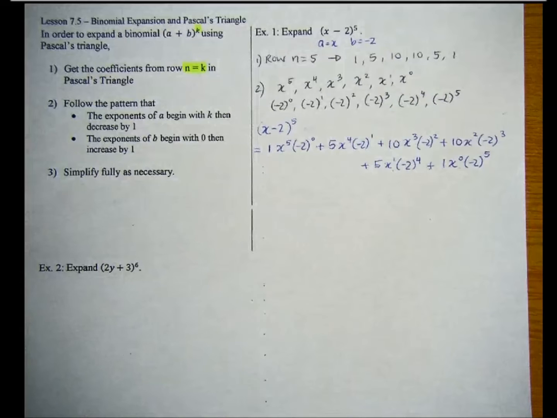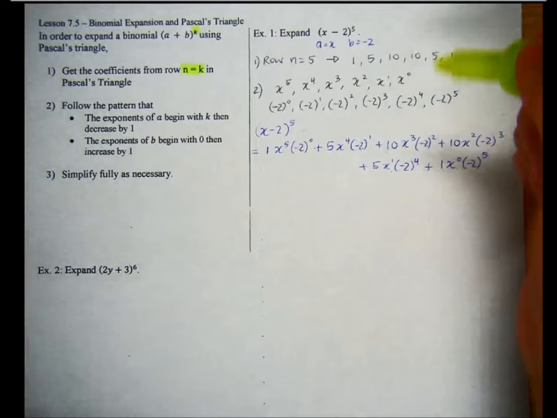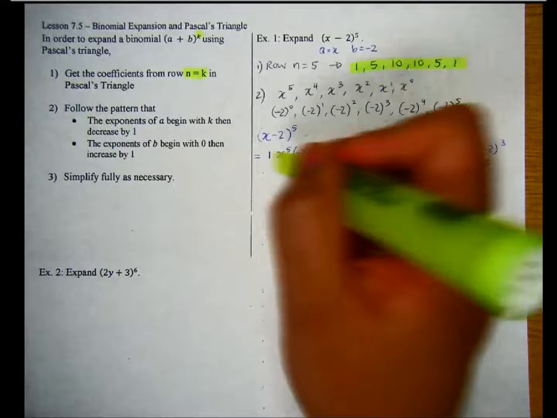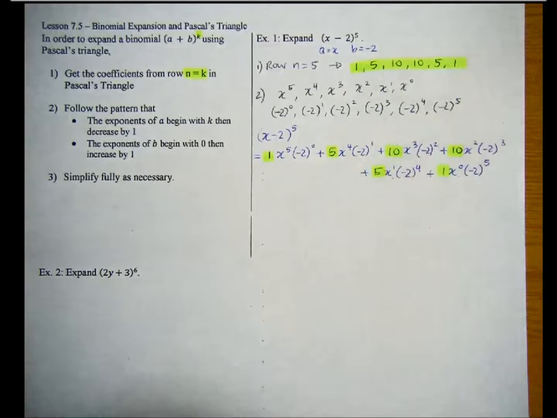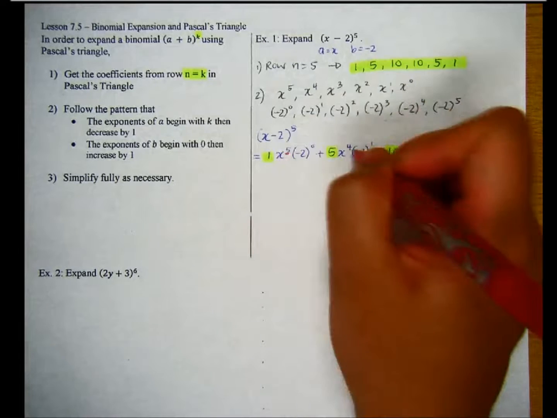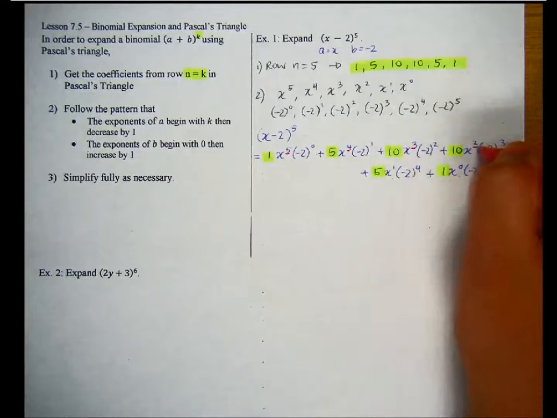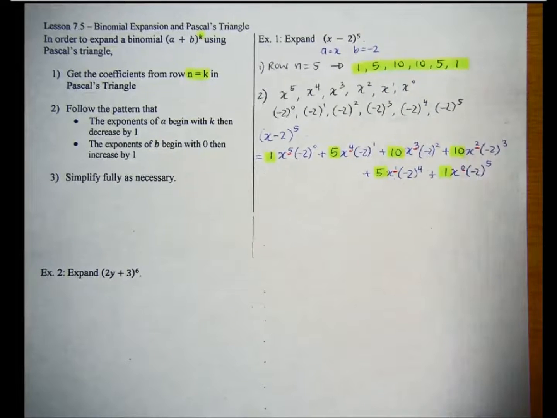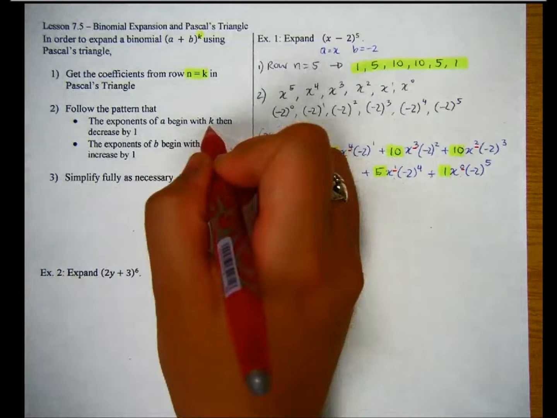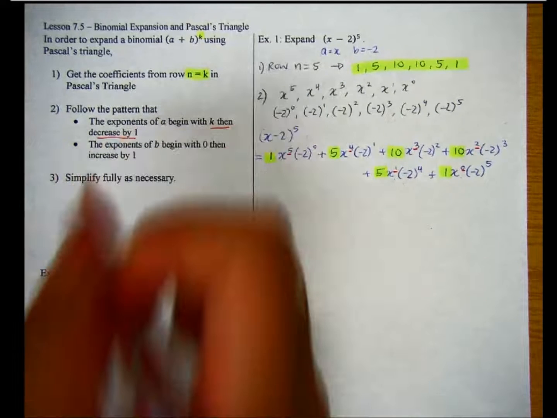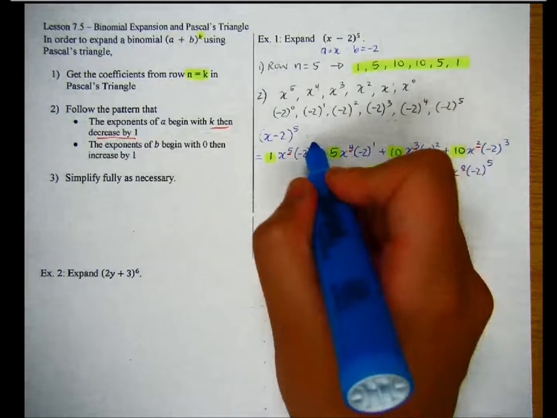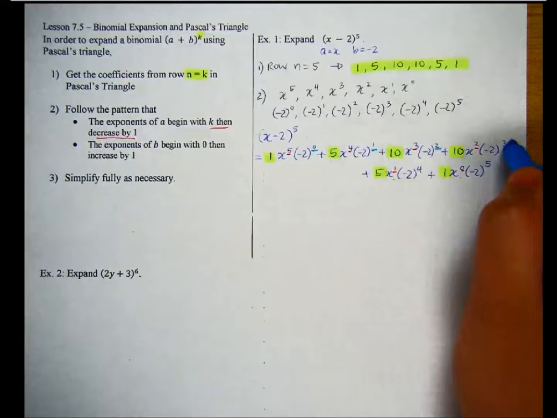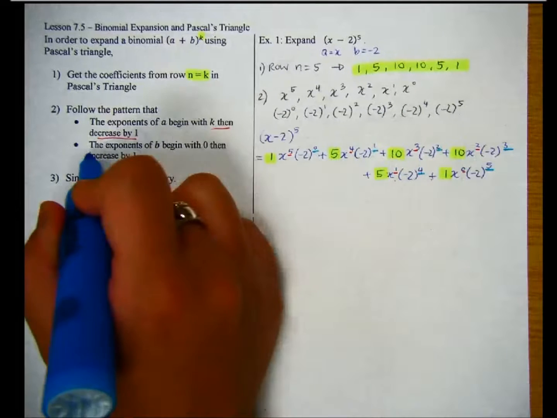So as you can see, all of the coefficients are from this 1, 5, 10, 10, 5, 1. The pattern on the exponents of x start with 5, decrease by 1 every time, 5, 4, 3, 2, 1, and 0. The exponents on negative 2, I started with 0, and then I increased by 1 every time. So 0, 1, 2, 3, 4, 5.